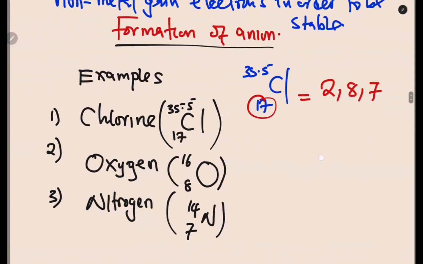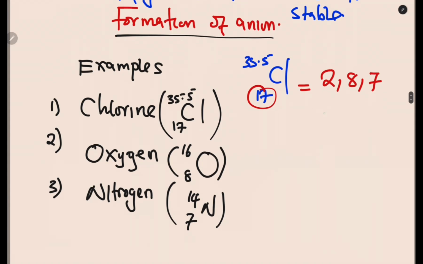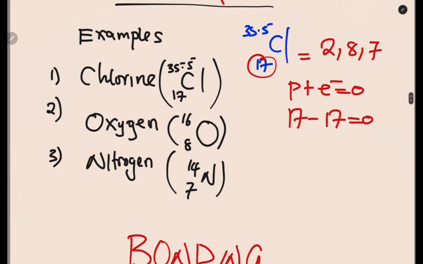Okay, then now what happened? Chlorine, before any reaction, is electrically neutral. Protons added to electrons should give you a charge of 0. So in this case, the number of protons is 17, minus 17 electrons, equals 0. Now look at this. The outside shell has 7, and the required number is 8. So the only shortage is 1.